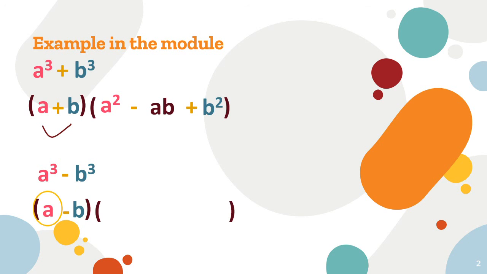Then for the trinomial factor, let's square the first term of the smaller quantity. That's a squared. Square the last term. That's b squared. And for the middle term, multiply a by b. The answer is ab. It's the opposite of the sign of the smaller quantity. That's why it's plus. And b squared remains positive. That will serve as the pattern for the sum and difference of two cubes.